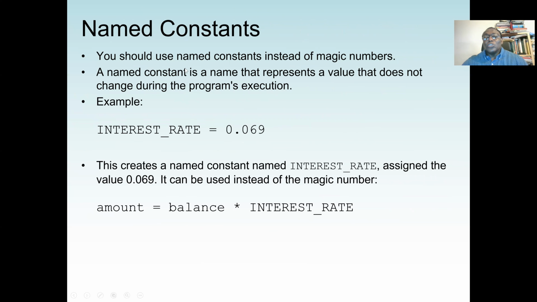So here they say we should use a named constant instead of magic numbers. If I know my interest rate is 0.069, and I use 0.069 in my formula, then anytime the interest rate changes, I have to go through my code looking for everywhere I'm using 0.069. The best thing is to declare a variable interest rate as a constant and assign 0.069, and use the variable name in my code. If the percentage changes, I'll come here and just change it, and it will affect everywhere I use the interest rate variable.